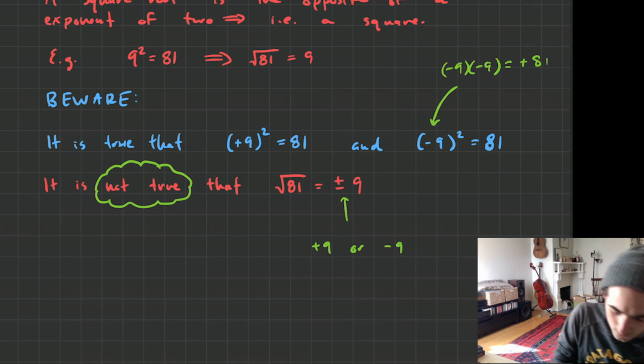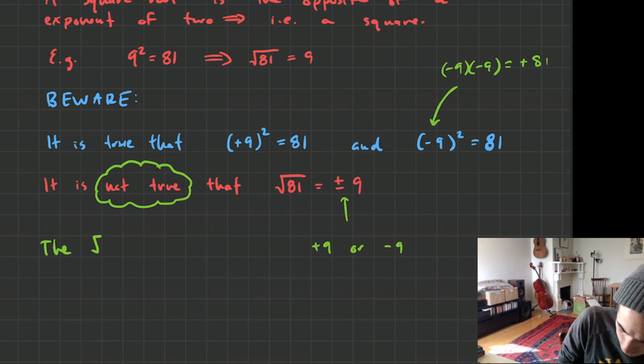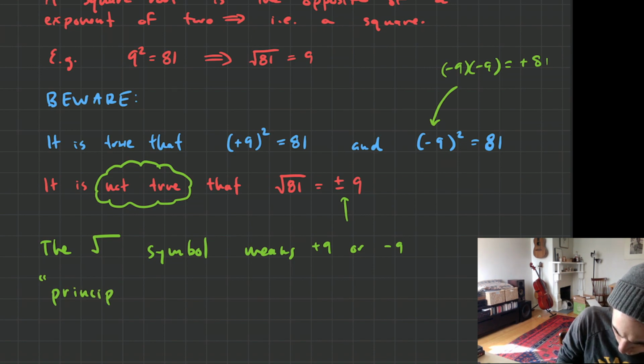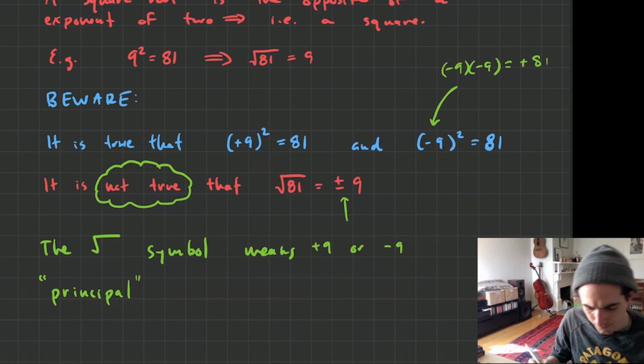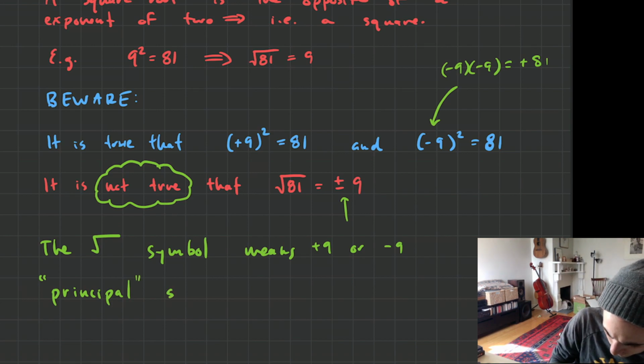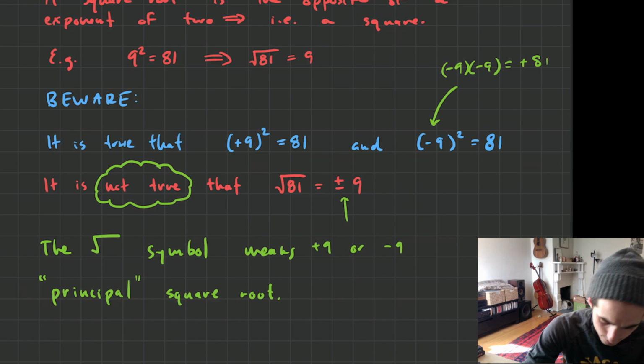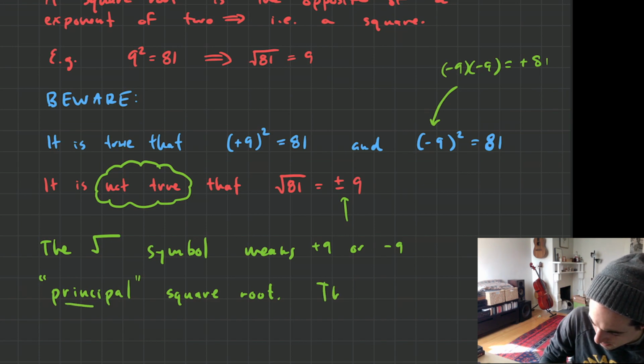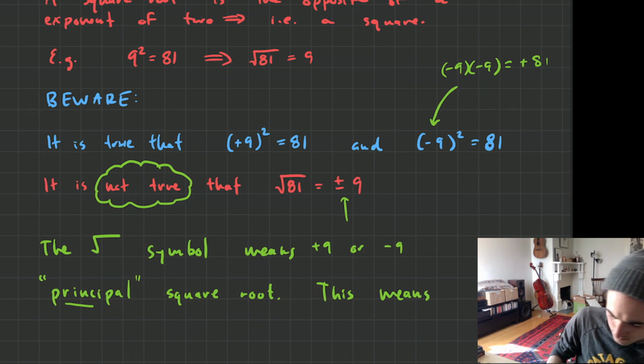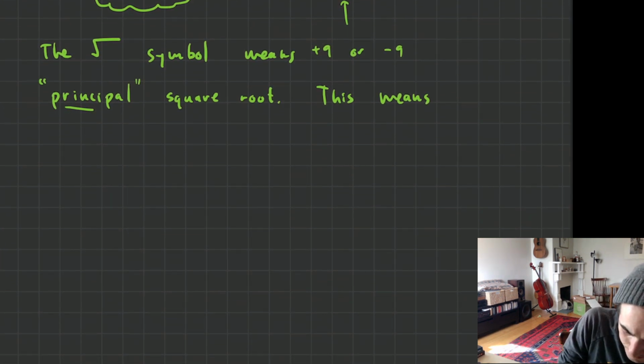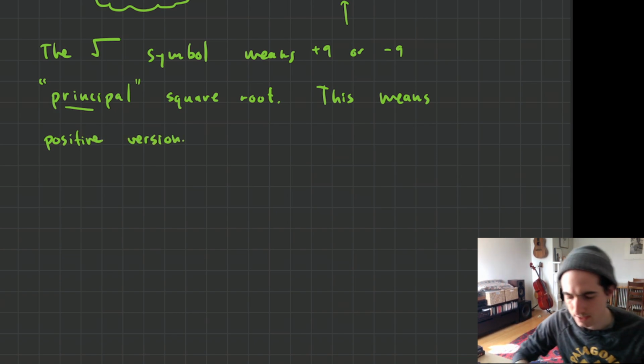This is not true. So the square root symbol means principal root. Oh yeah, I think it's principal, like Mr. Hutchison. The principal square root. Okay, so the principal square root means, basically, the long story short, just means the positive version. Okay, it means the positive version.